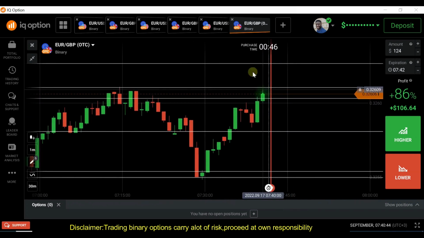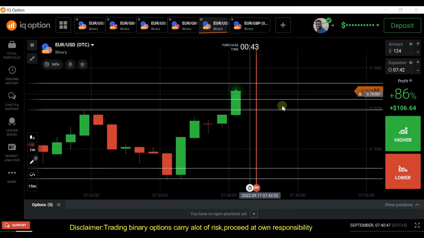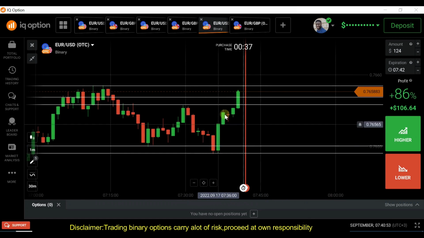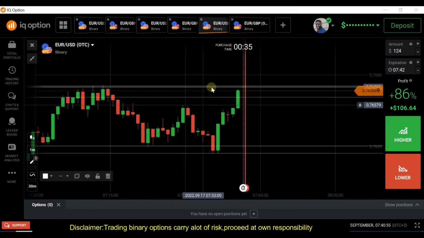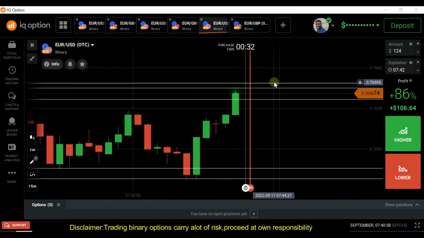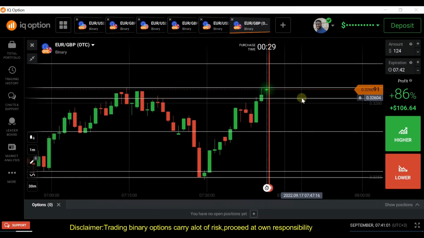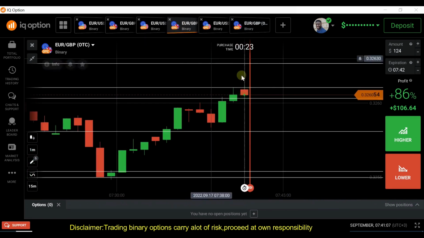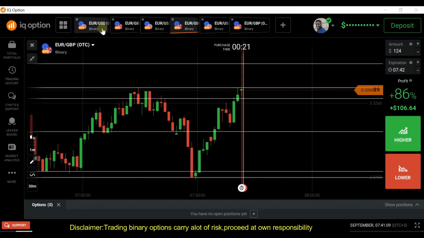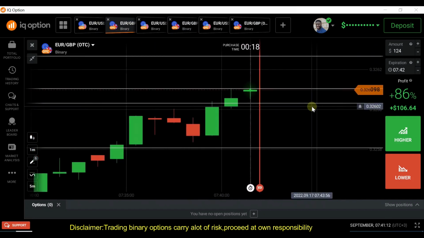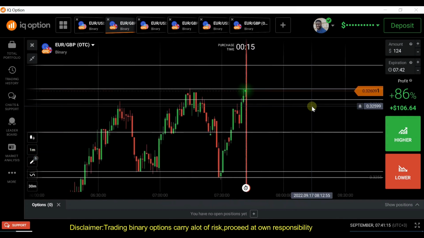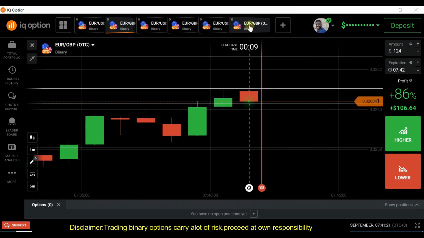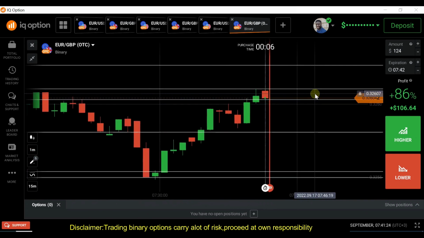So we need to break above this area. So here we are breaking above this level. It's a good sign. So we are still in between the levels, so it's just good to be patient. I'll fast forward this video, so when the opportunity presents itself, I'll take my trade.